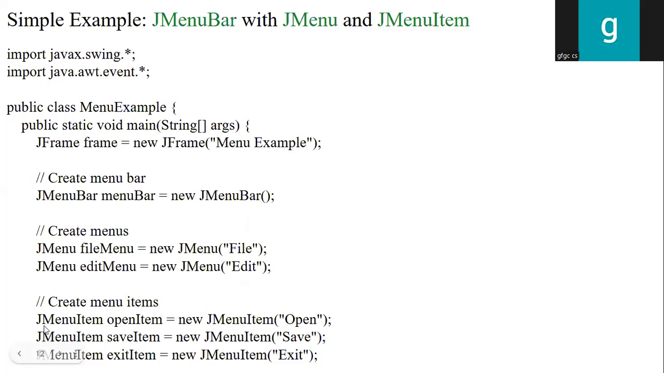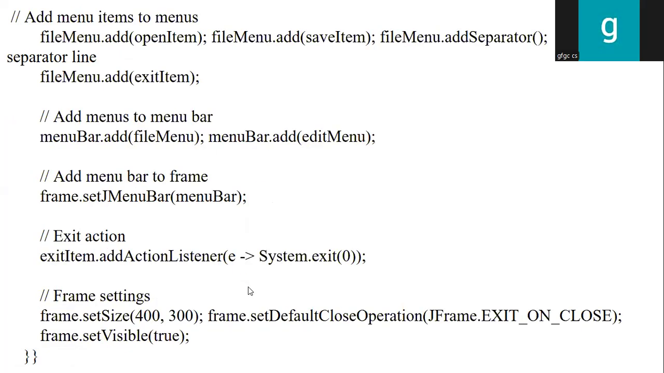Then I have to create the JMenuItems. Menu items I want to create: open, save, exit for the file menu. For the edit menu, cut, paste, copy that I have to create. Here, add the menu items to the menus. For the file menu, add the open item, save item, and file menu dot add separator, which adds a separator line. Then file menu add exit item. The menu bar, the file menu, and the menu items I have added.